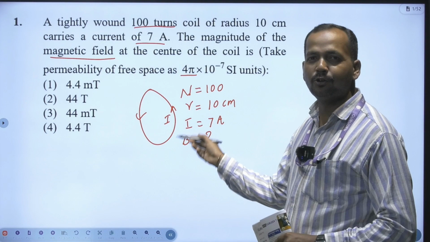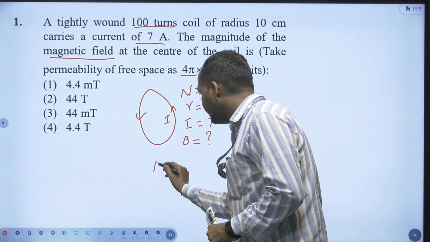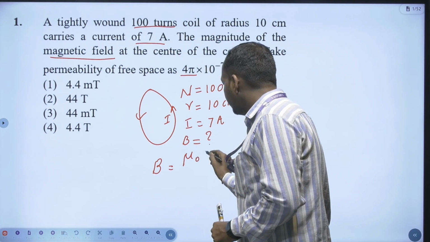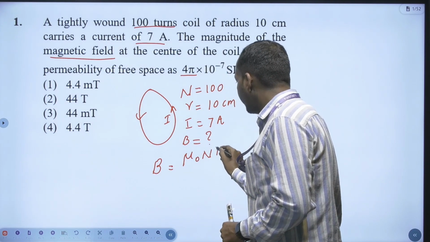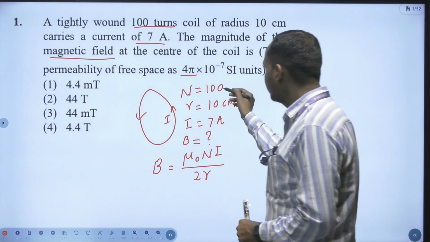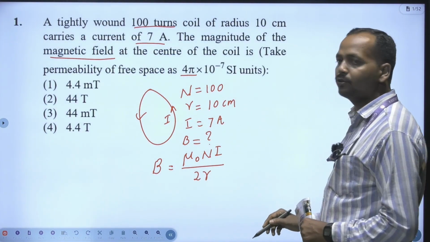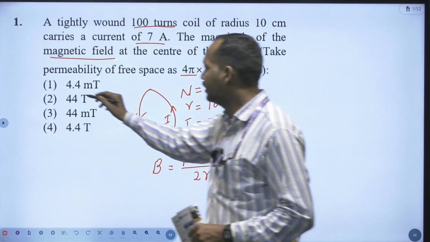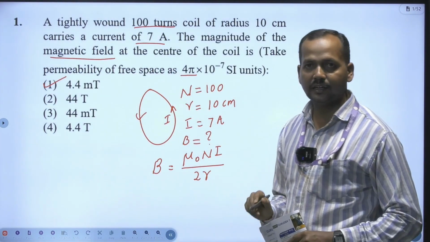We know the formula for this: the magnitude of magnetic field due to a current carrying coil, B is equal to mu naught N I upon 2R. If you substitute all these values here, you are going to get the answer as 4.4 millitesla. That is the answer.